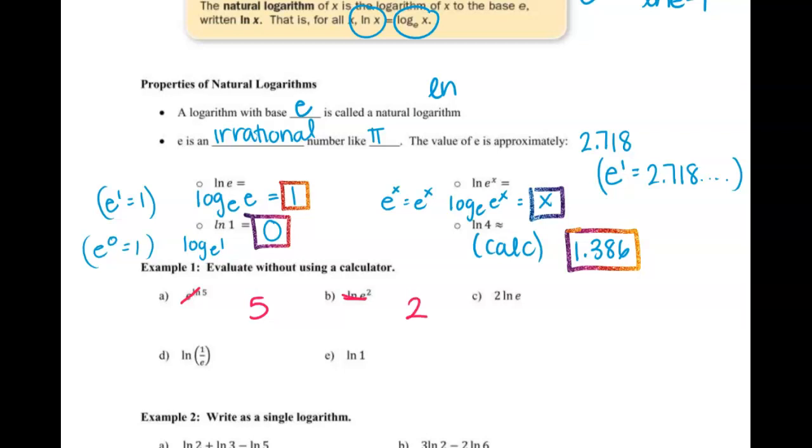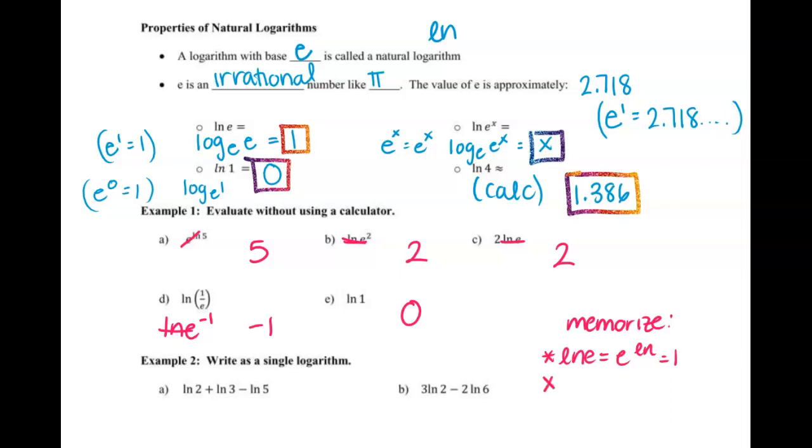This is just 2. 2 natural log of e, well, natural log of e is 1. This is just 2. Natural log of 1 over e, let's rewrite this quick. Natural log of e to the negative first power. ln e cancel, so we get negative 1. Natural log of 1 is 0. So what you should memorize is the following. Natural log of e equals e to the natural log equals 1. Basically they cancel and you're left with whatever else was there. And natural log of 1 equals 0. That's what you want to memorize.